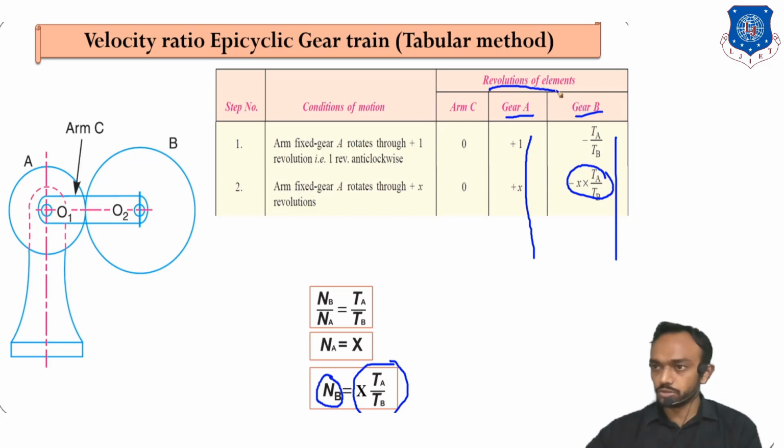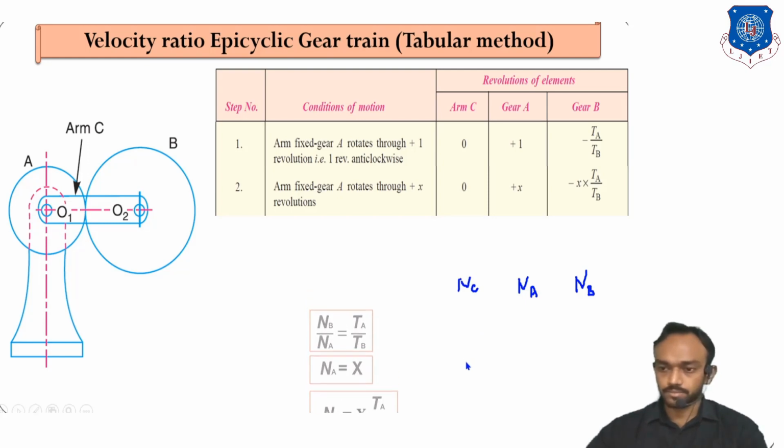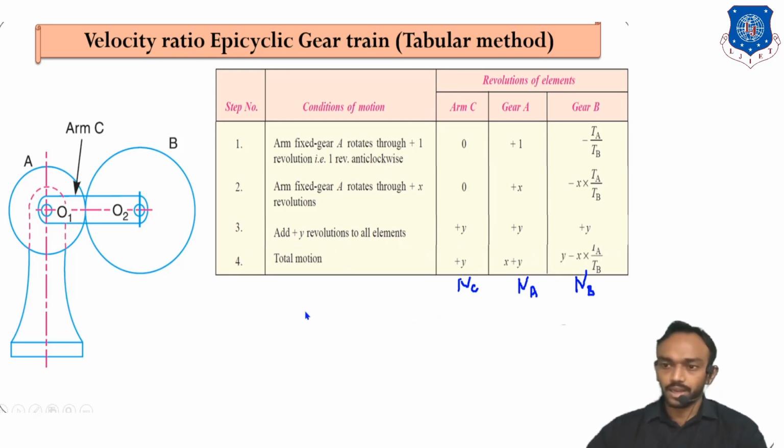Check this, revolution of element. Whatever you have written here will be considered as NB at the end of the table, and here will be the RPM of NA, and here is the RPM of C. After that you have added plus y to all. Then in total you have to sum these two data.